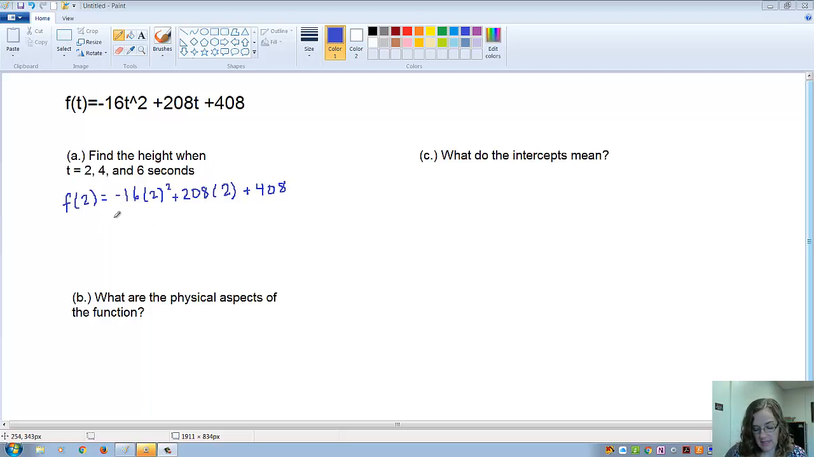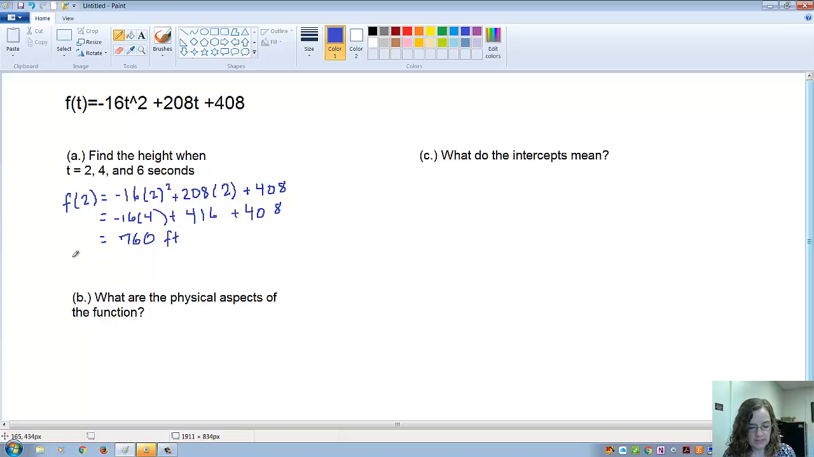In this case, I plug into everywhere there's a t, and I have negative 16 times 4 plus 416 plus 408. So that's negative 64 plus 416 plus 408. Okay, and that's what's showing up on the table as 760 feet. So this object is 760 feet in the air.